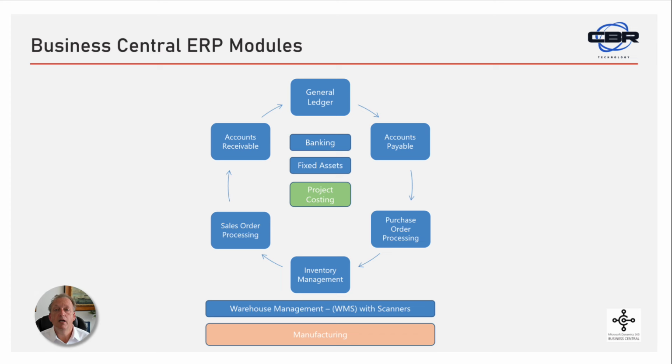Today I'd like to talk about the project costing module from Business Central. It used to be called the job costing module, and it is part of the Business Central Essential product. You do not need to purchase the premium license in order to obtain the capabilities of this module, which is part of the native Microsoft product.